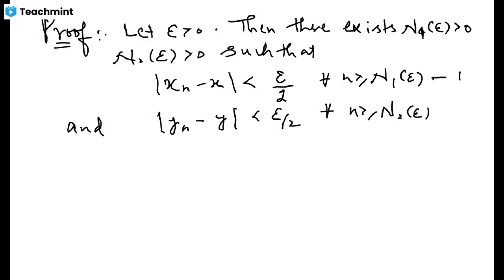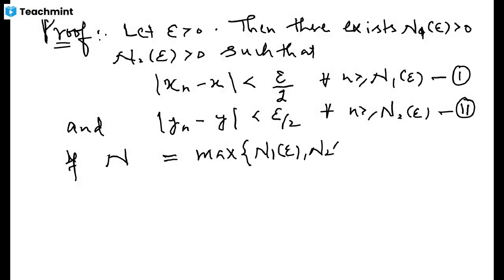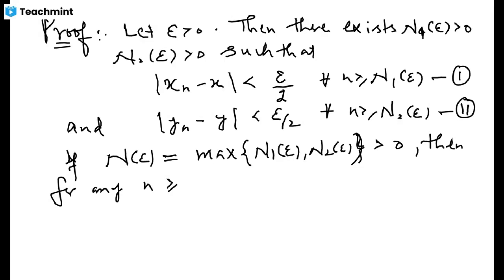Let me mark this inequality as 1 and this inequality as 2. And let us note the following observation. If I choose a number n which is bigger than both n1 and n2, then both the inequalities 1 and 2 hold for that particular choice of n. That is to say, if I take n to be the maximum of these two natural numbers n1 and n2, which clearly depends on epsilon, then for any natural number n greater than or equal to it, inequalities 1 and 2 both hold.